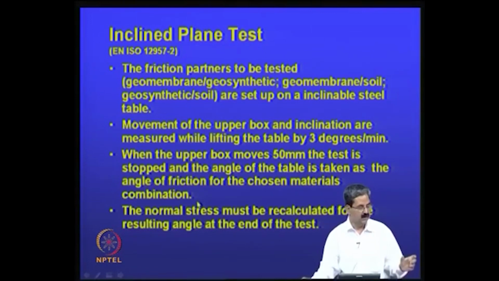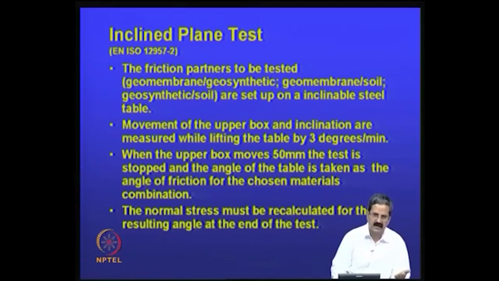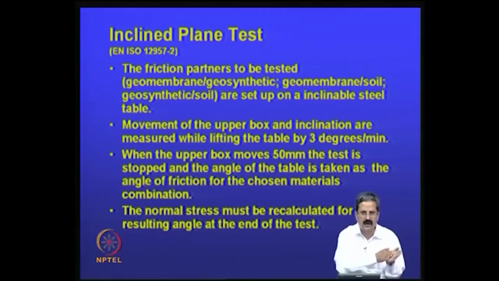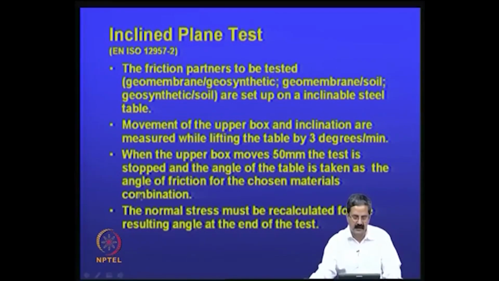So whenever the box moves about 50 mm, we stop the test and the angle at which the table is inclined is taken as the angle of friction for the materials. That is very important. In fact, there have been some landfill failures. As I just mentioned, though these materials are very nice, the geosynthetic membrane is very smooth, and if you do not measure its properties properly, failures can occur; we have this in the literature. So one should measure these properties properly.